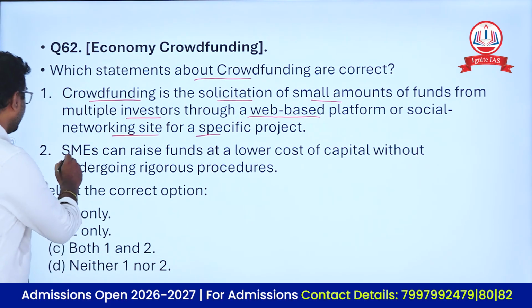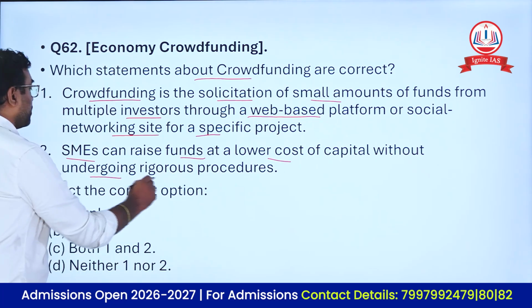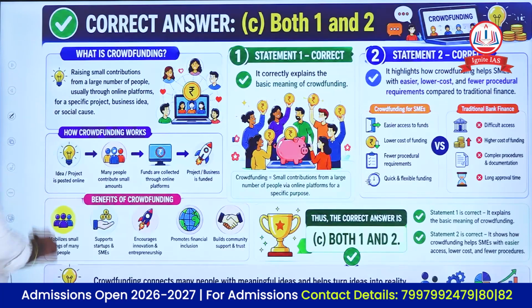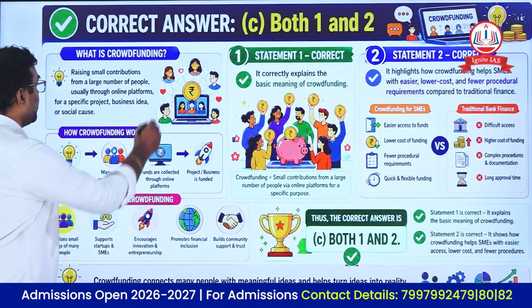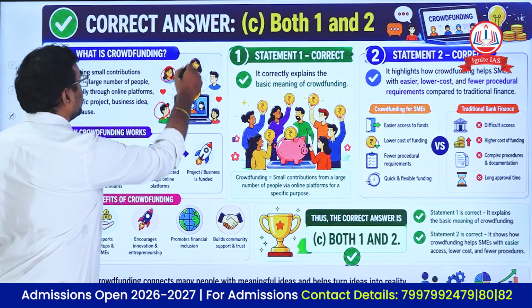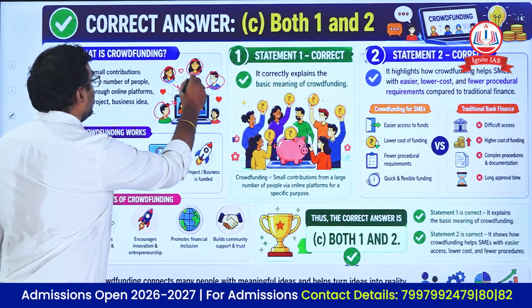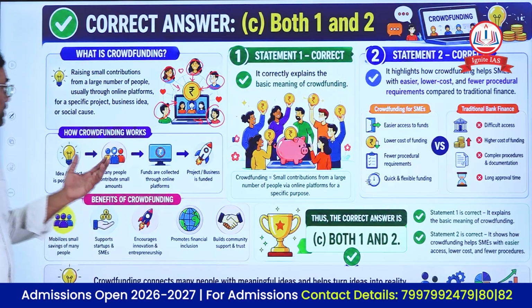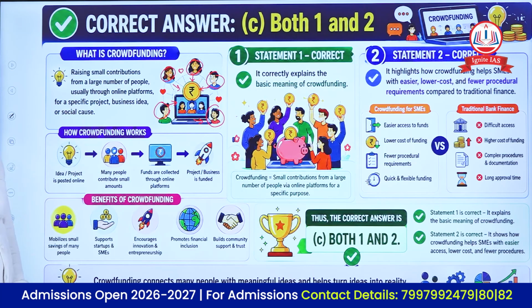The second statement is that SMEs can raise funds at lower cost of capital without undergoing rigorous procedures. Which of the statements are correct, they are asking. If you see what is called crowdfunding, there are many retail investors here. All these retail investors give a certain amount of money through an online platform to any person or any project. That type of process we call crowdfunding.